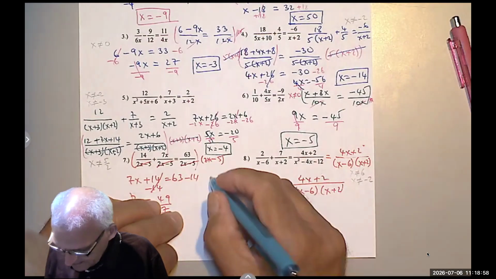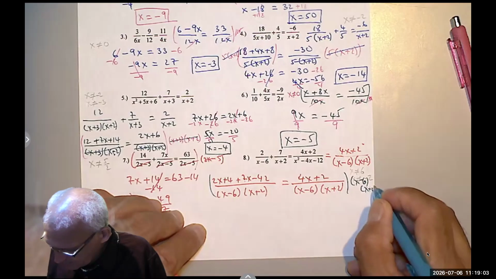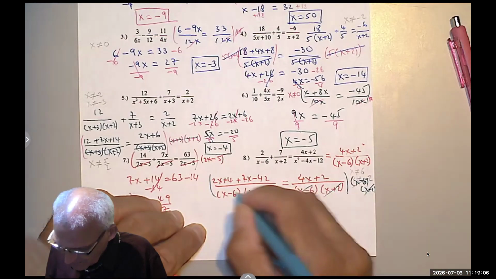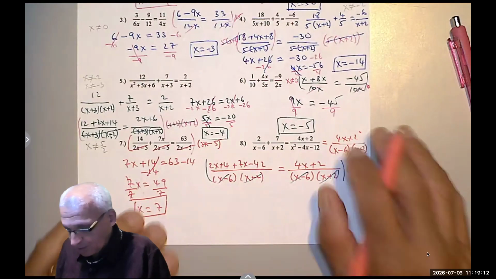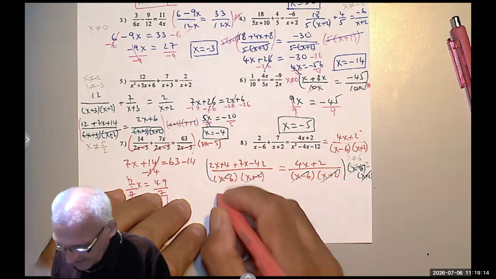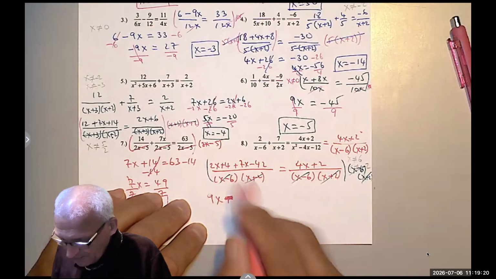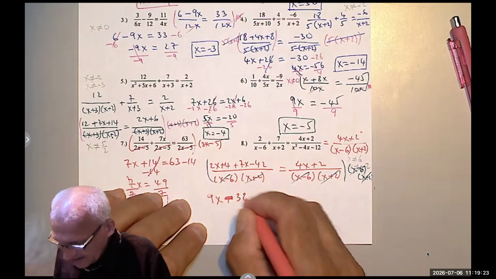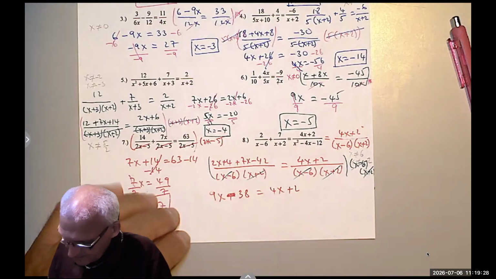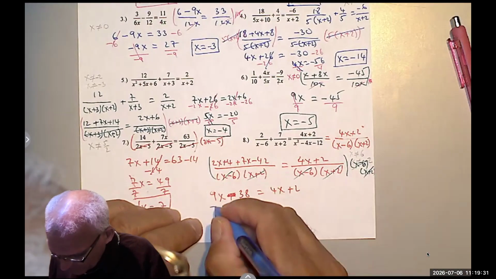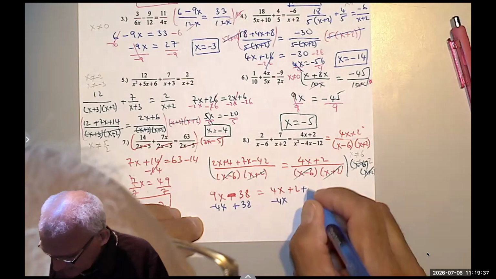Multiplying both sides by x minus 6 times x plus 2 gives me this equation. Combining like terms, I get 2x plus 7x is 9x plus, no, minus, I'm sorry, 4 minus 42 is negative 38 equals 4x plus 2. So I'm going to subtract 4x from both sides, and I'm going to add 38 to both sides.